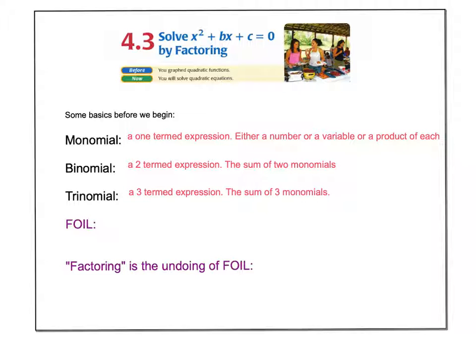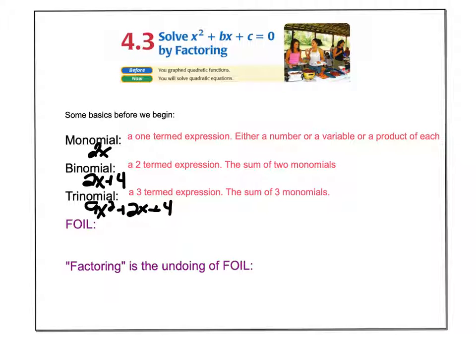So I will give you a quick example of each. A monomial might be something like 2x. Okay, so that's a number and a letter, but they're being multiplied, so it's the product of a variable and a number. A binomial has two terms. Well, that might be 2x plus 4. And a trinomial would have three terms, and that might look like 9x squared plus 2x plus 4.